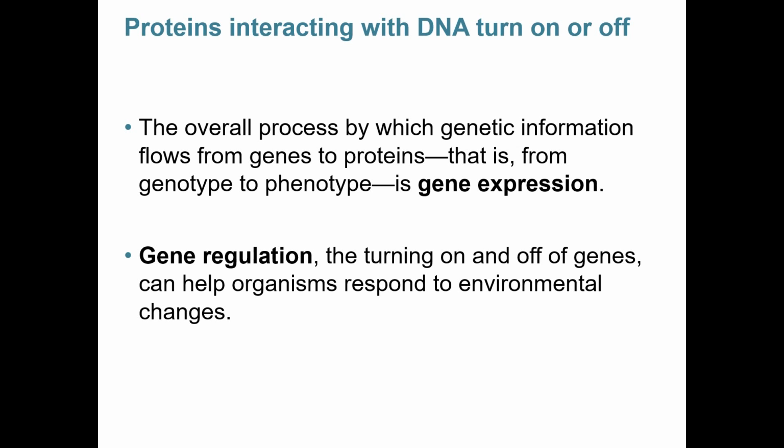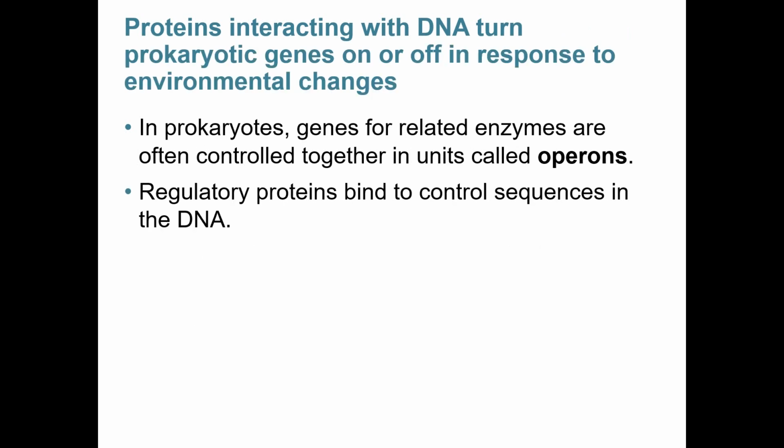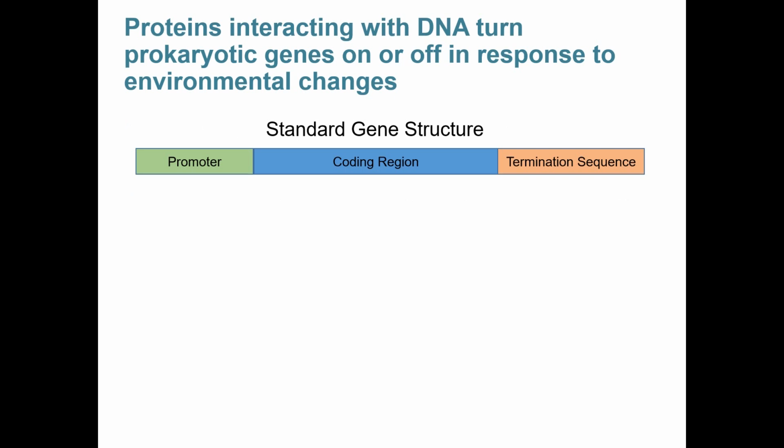We're going to start with simple mechanisms that are primarily present in prokaryotes. Here, genes for unrelated enzymes are often controlled together in a unit that's called an operon. There's generally a regulatory protein that is going to bind to control sequences of DNA all together. The basic structure of a gene contains three parts: a promoter, which is going to recruit RNA machinery to make an mRNA, the coding region, which contains information about what protein this mRNA encodes for, and the termination sequence, which says that the mRNA is complete and the entire gene has been copied.